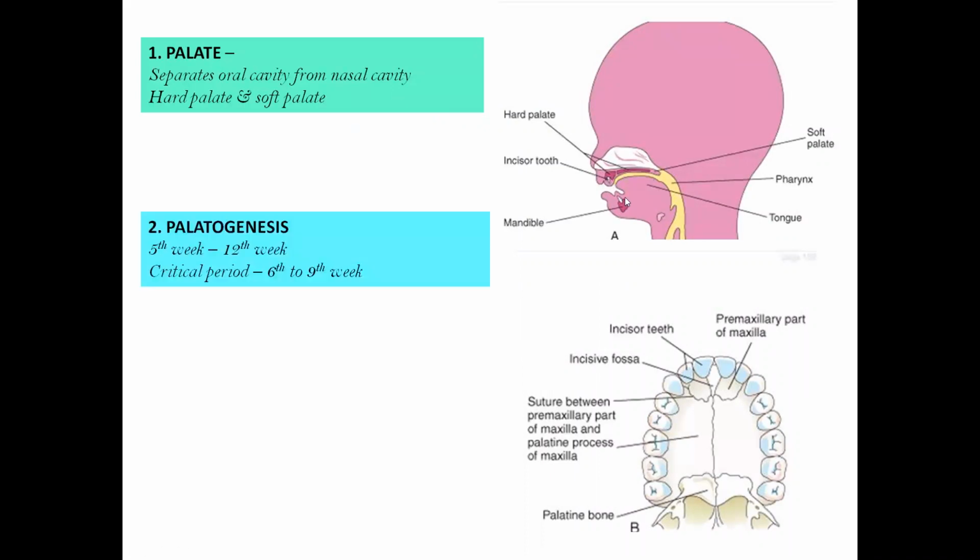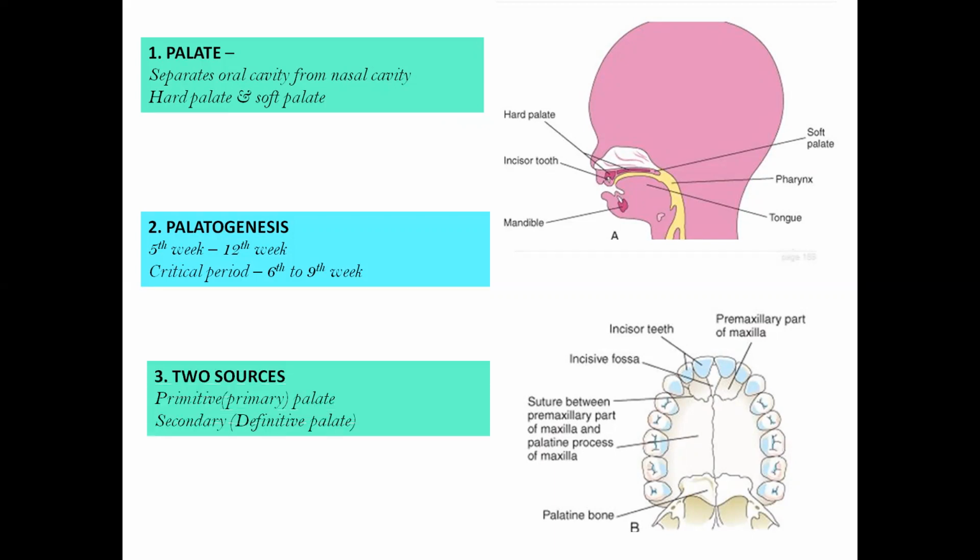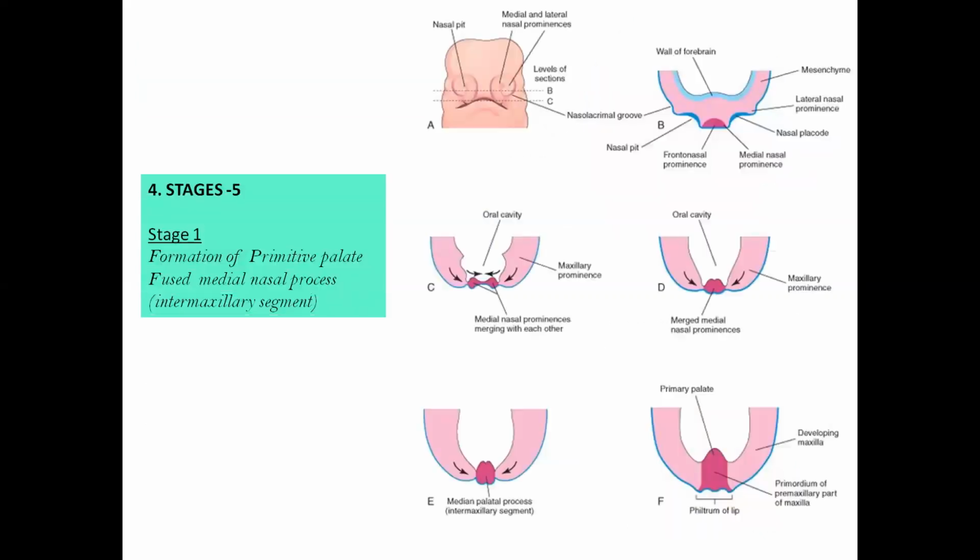The development of palate, also called palatogenesis, begins in the embryo as early as 5th week and completes around 12th week with the formation of soft palate. The critical period for palatogenesis is from 6th to 9th week. The palate develops from two sources, the primitive or the primary palate, and the secondary or the definitive palate. Palatogenesis can be understood in 5 stages.